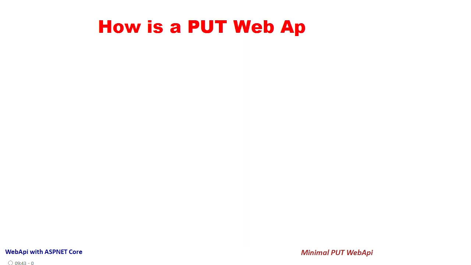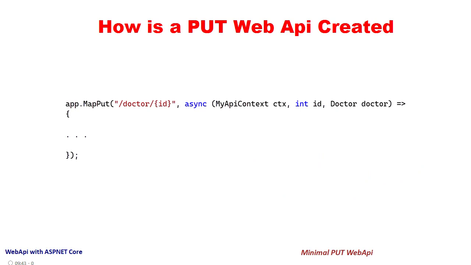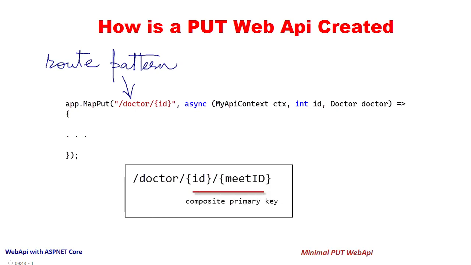A PUT web API is created with the MapPut function. The first argument is the route pattern for the web API. The ID of the record is a part of the route parameter. If your table has a composite primary key, then the route pattern can be designed to include more segments so that all the keys do get included as a part of the route.